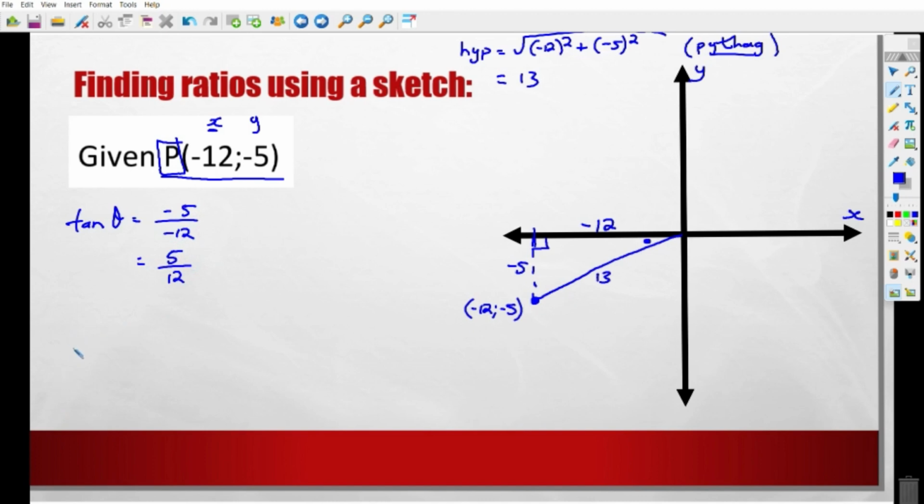If I say go and find sec of theta, we know that sec is the reciprocal of cos, and cos is adjacent over hypotenuse, so the reciprocal of that is hypotenuse over adjacent. So it's the hypotenuse, which is 13, over the adjacent side over there. They can ask you for reciprocals of cos, sine, or tan. That's a very common thing to do.